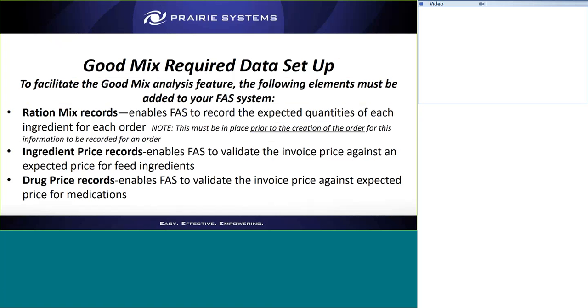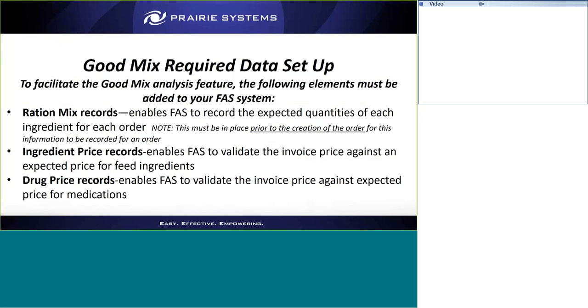Now, what is required? There is some information that is required to be set up to utilize the Good Mix analysis. FAS needs to know certain pieces of information to be able to do this for you. Number one is ration mix records. Your rations need to have mix records that give the expected formula, or the expected mix of a ration, before the orders are created. FAS records the expected quantities of each ingredient for the order based on that mix record when the order is created.